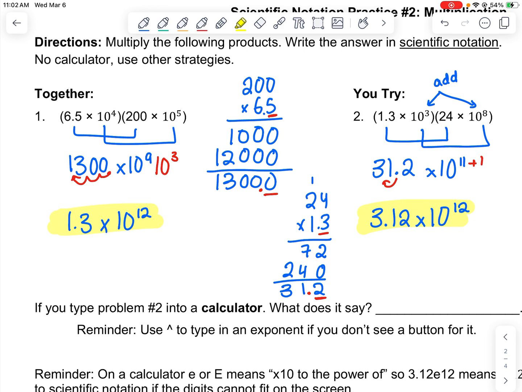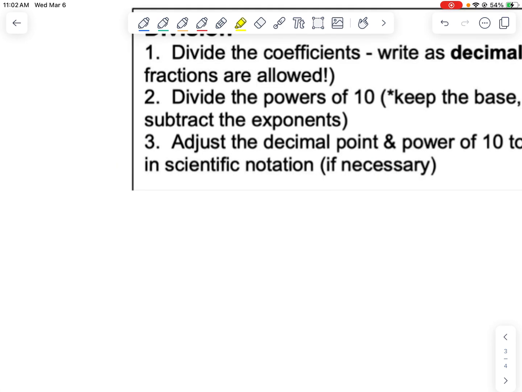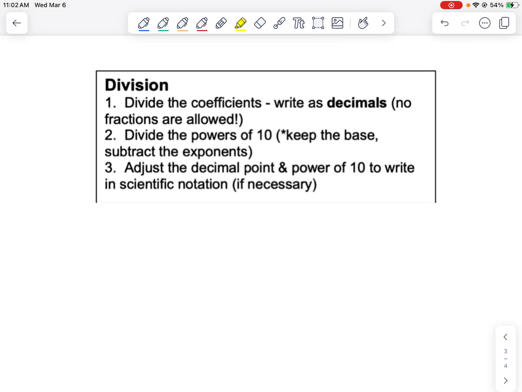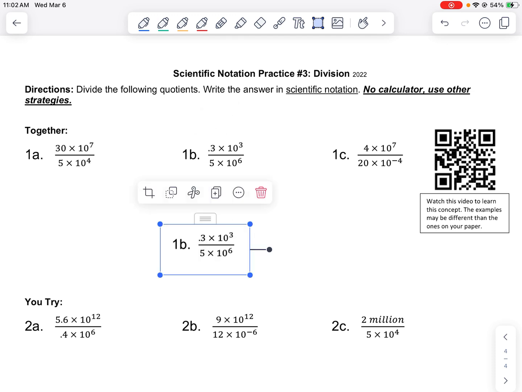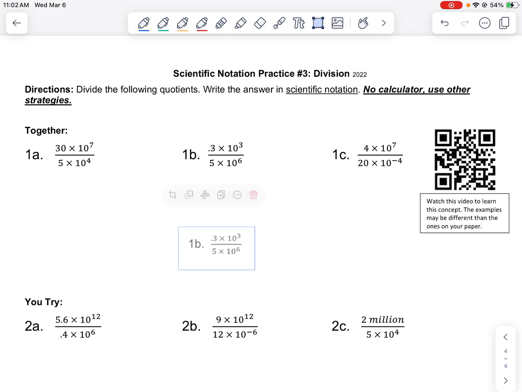Now we're going to do some division. In division, don't forget our rules that we cannot have any fractions. We can only have decimals. Everything has to be in the numerator. So here are our steps. Divide our coefficients and write as decimals, no fractions allowed. Divide the powers of 10, which means keep the base and subtract the exponents, but I'm going to show you a way to rewrite those powers of 10, which I think will make it easier, and then we adjust into scientific notation. We'll do 3 problems together, and I'll show you the second one 2 different ways, so I'm just going to copy and paste this problem twice, and you can decide which way to copy down or both.